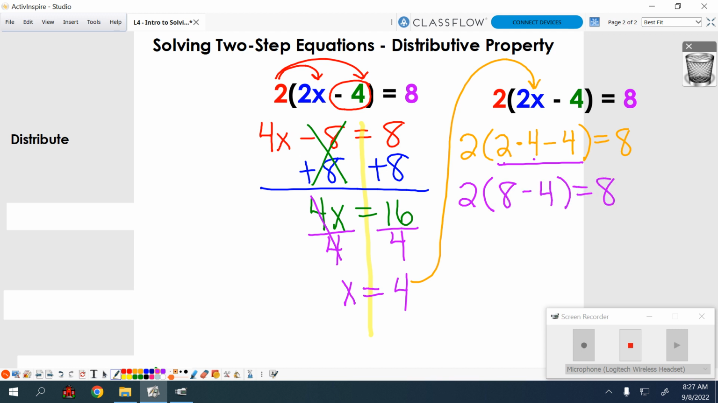And now I'm going to finish off what's inside my parentheses here. I'm going to do 8 minus 4, which is 4. And then just finishing off this problem, my last step, 2 times 4 here, is 8. So since we got a correct answer, 8 equals 8, we know our variable that we substituted in is correct, which means my answer to this problem was x equals 4.